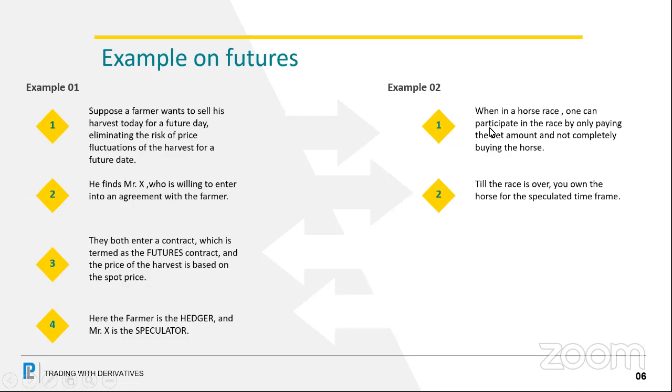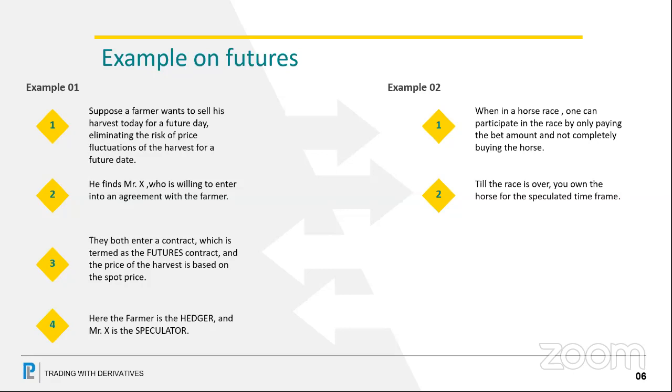Okay. Like I said, whatever I told you about derivatives, what are future contracts, I will try and explain in a very simple way. So here's an example. Please follow it very carefully. It will be very easy to understand. Suppose there's a farmer who wants to sell his harvest for a future day, eliminating the risk of fluctuations of the harvest for a future day.